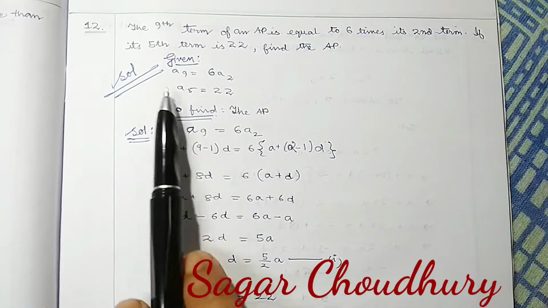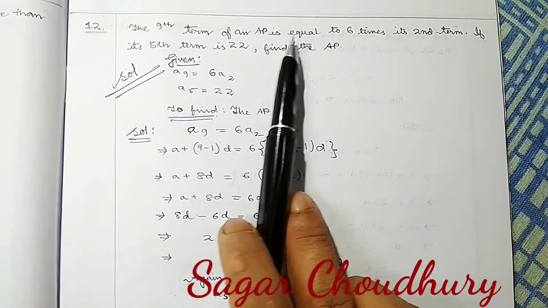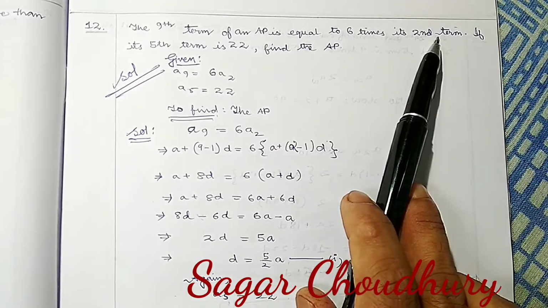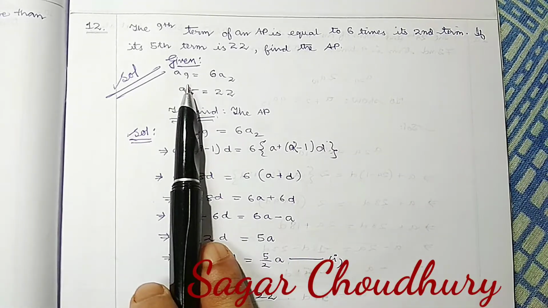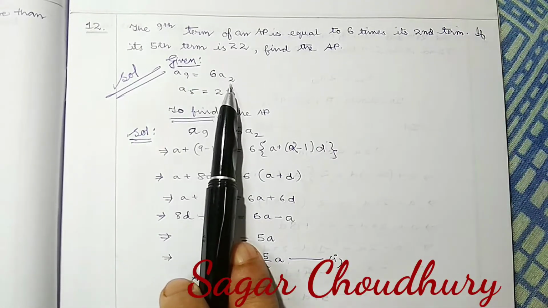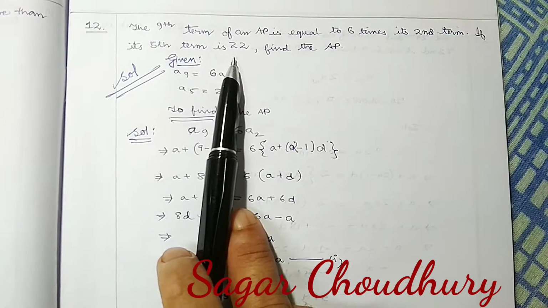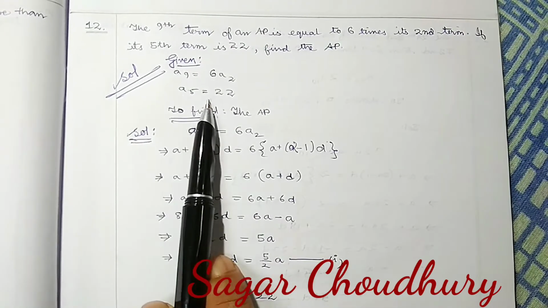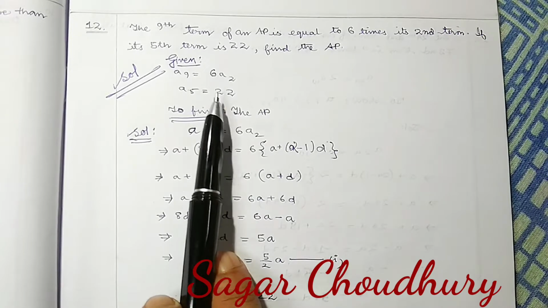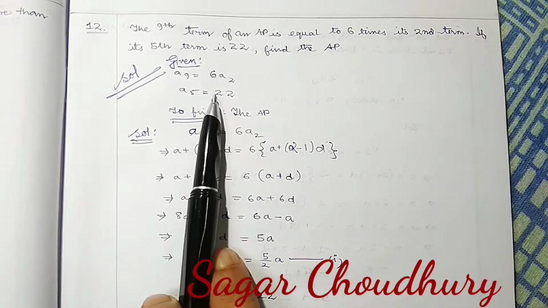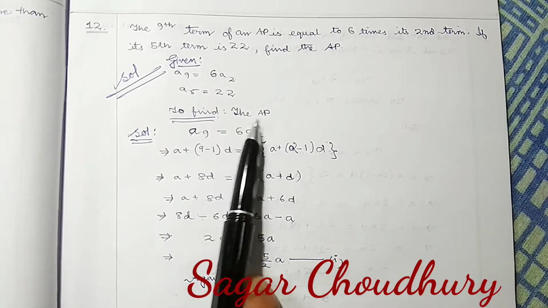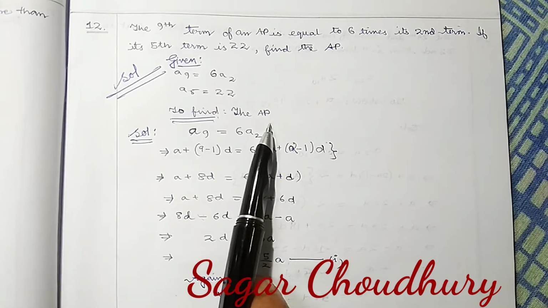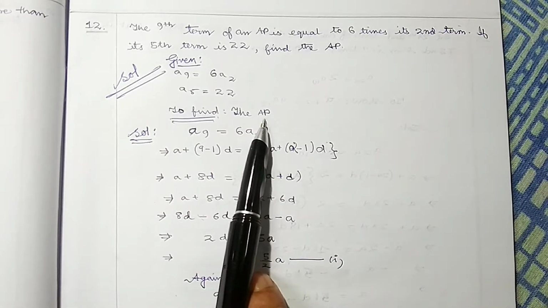Now here the ninth term of an AP is equal to 6 times its second term. Therefore A9 will be 6 times A2. If its fifth term is 22, that means A5 will be equal to 22. These are the conditions which are given in the question, and we are to find the AP. AP means we are to find the first term, second term, third term, and so on.